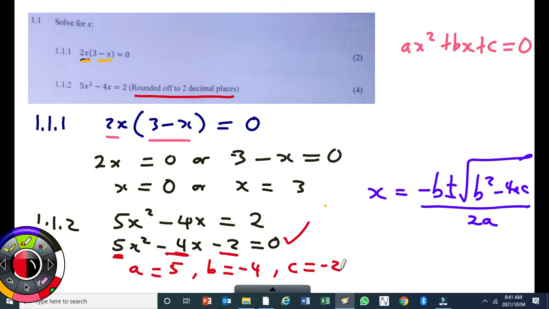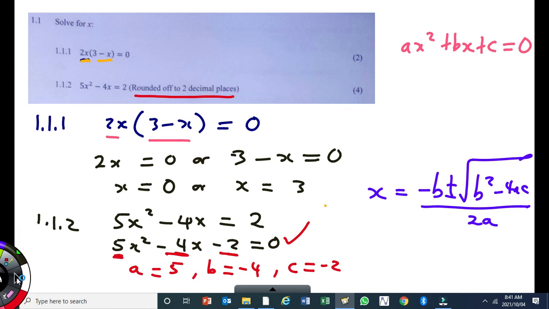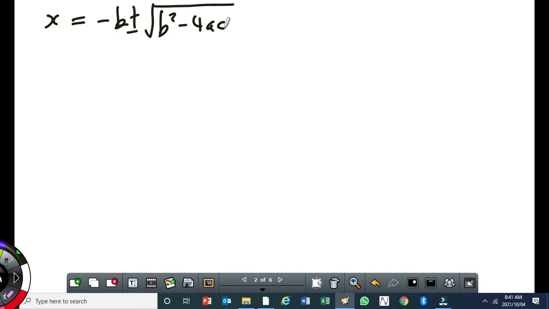In most cases, a mark is allocated for substituting correctly into the quadratic formula. Sometimes the formula itself can also be allocated a mark. So you must make sure that you write down your formula as well. So I'm going to move on to the next page. I write my formula: x equal to minus b plus or minus the square root of b squared minus 4ac all over 2a.